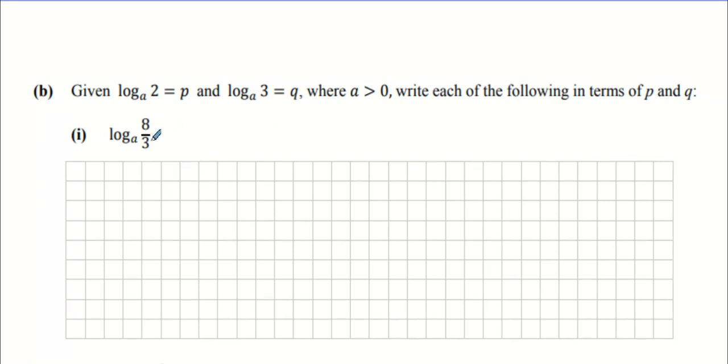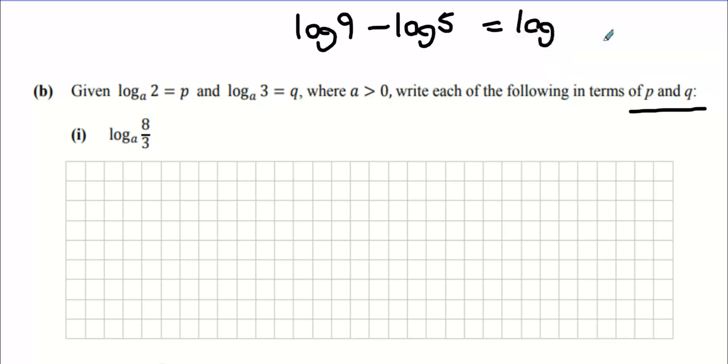Now, guys, this is the following question, and I want you to write each of the following in terms of P and Q. You got it? Okay, so here's what we're going to do. There's a rule for logs. Can anybody tell me what's log 9 take away log 5? Log 9 over 5. What would be the reverse of this one then?